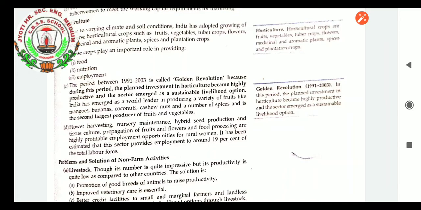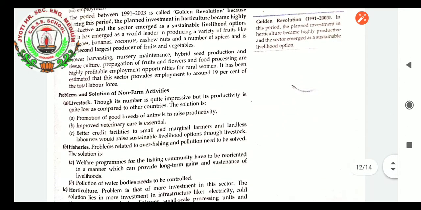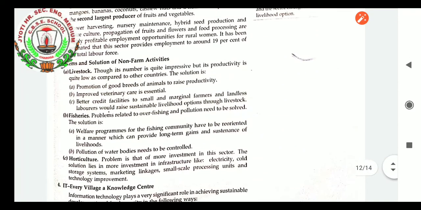That era of golden revolution is remarkable in the history of India. Problems and solution of non-farm activities. There are various problems as agriculture product we are having. Livestock. Though its number is quite impressive, but its productivity is quite low as compared to other countries. The solution is promotion of good breed of animals to raise productivity, which is lacking in our country. So it can be done by bringing good breeds of animals from outside countries.